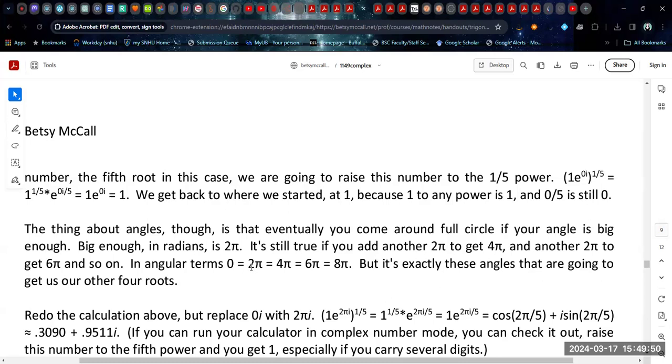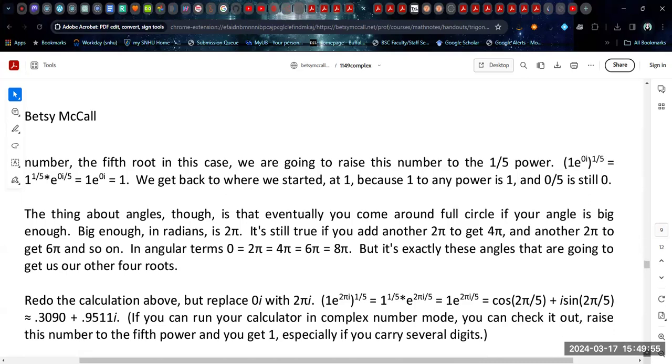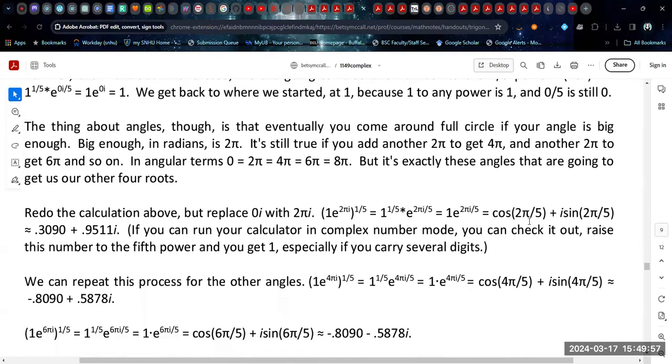But if I redo each of these in my formula, if I divide 2 pi by 5 and put that into my Euler's formula, I'm going to get another value for the root. And if I put in 4 pi, which is again just another expression for 1, and divide by 5, I'm going to get another value for the 5th root.